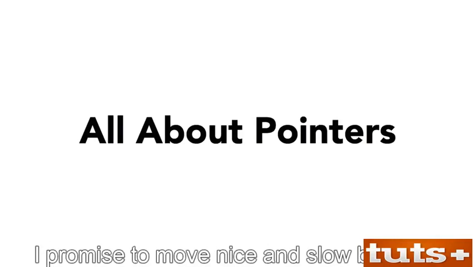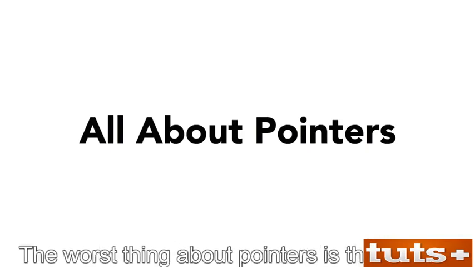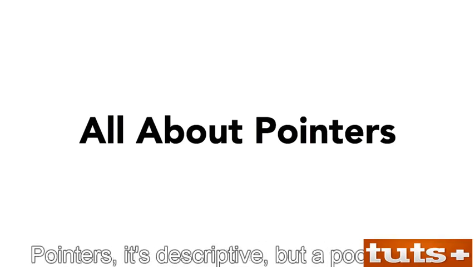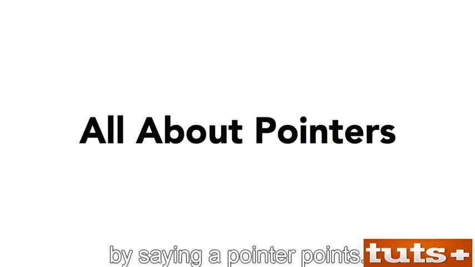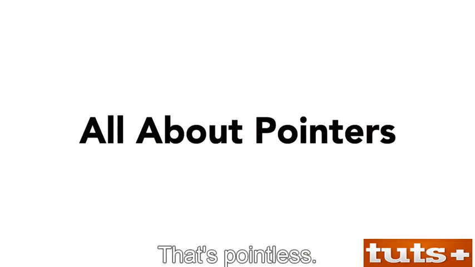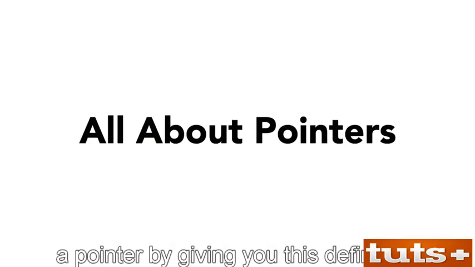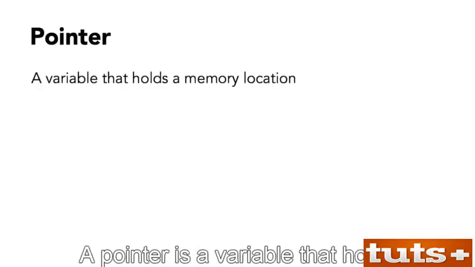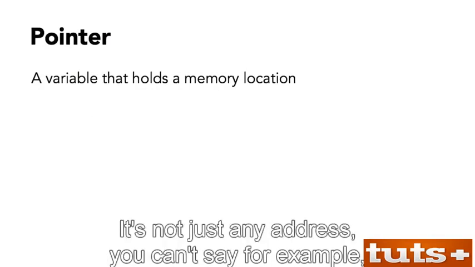The worst thing about pointers is their name, pointers. It's descriptive, but a poor choice because you end up explaining a pointer by saying a pointer points. That's pointless. But I can't change the name, so allow me to explain a pointer by giving you this definition. A pointer is a variable that holds a memory location, an address. It's not just any address. You can't say, for example, let's see what's at memory location 96. Pointers don't work that way. The address must be the location of another variable.